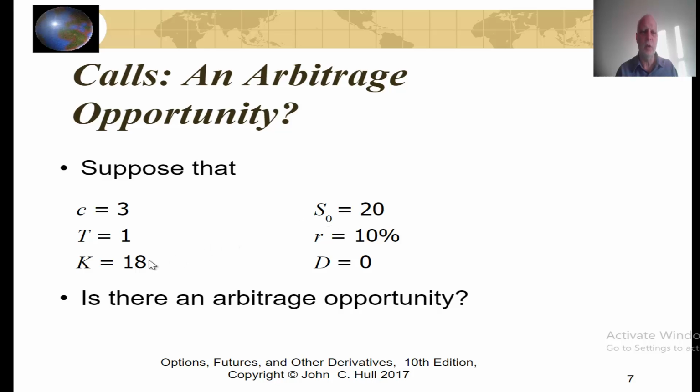So the intrinsic value of the option, S minus K, is $2. Therefore, the option has to be worth more than that. R, the risk-free rate, is 10%, and no dividends are going to be paid before the option expires. We will ask, is there an arbitrage opportunity?